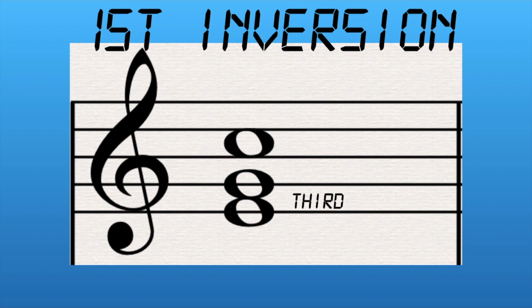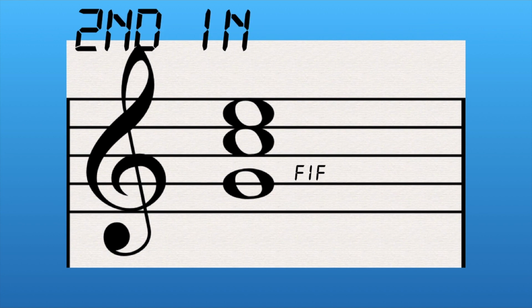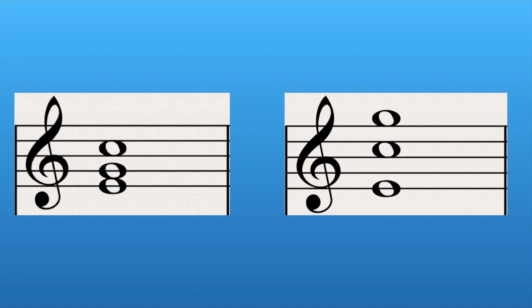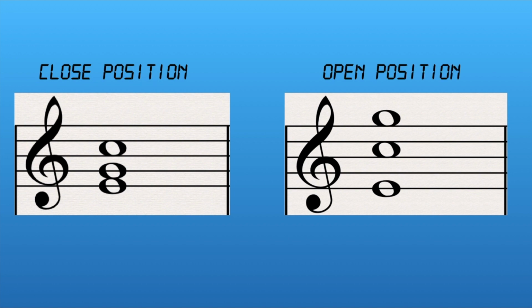When the third is the lowest note of the chord, this is called first inversion. When the fifth is on the bottom of the chord, this is called second inversion. When the notes of the chord are closely packed together, leaving no space for additional chord tones, this is called close position. When the notes are more widely spaced out, leaving some space for additional chord tones in between the notes, this is called open position.